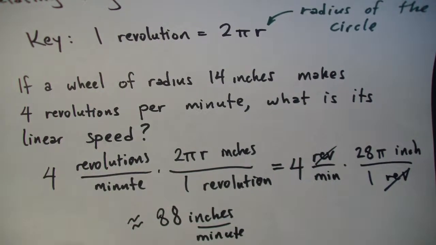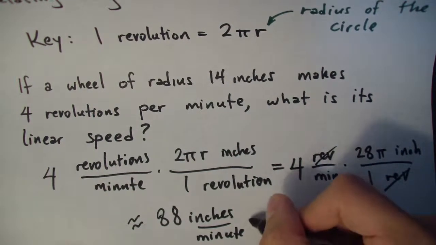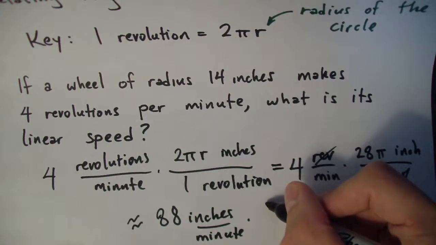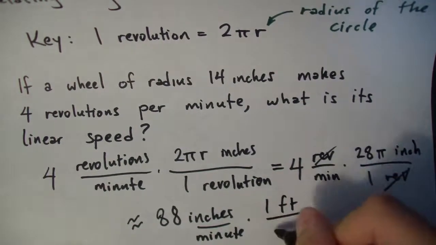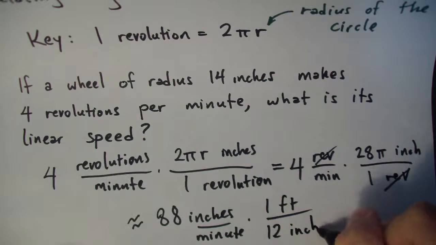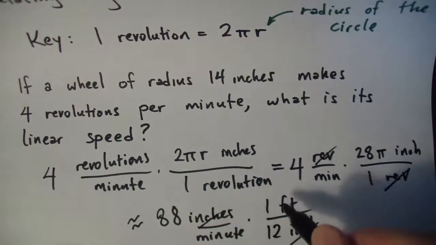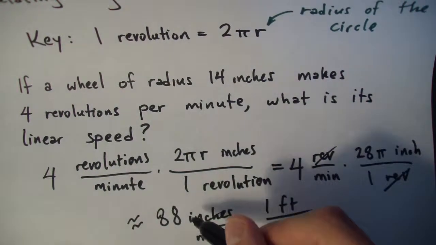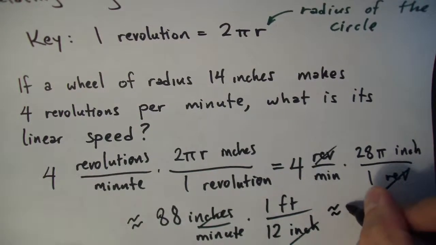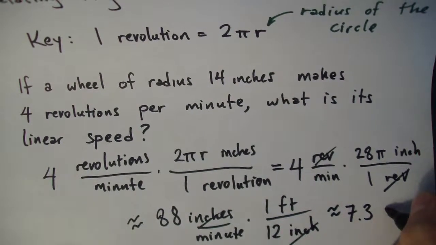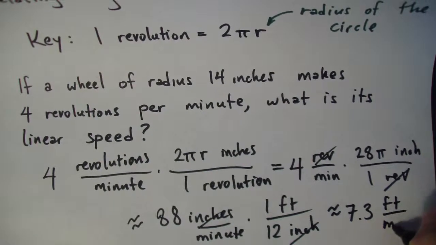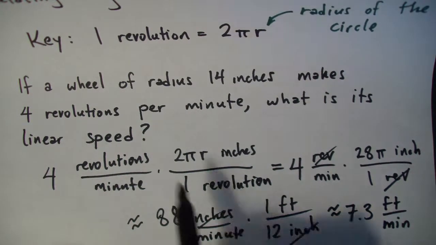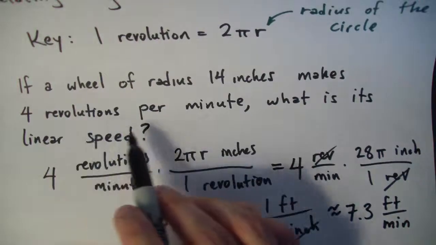And if we wanted a slightly more useful unit, because inches are kind of hard to visualize, we could convert to feet by just taking 1 foot divided by 12 inches. Now the inches will cancel and give us feet per minute. And so 88 divided by 12 comes out to be about 7.3 feet per minute. So that's the speed that the wheel would be rolling down the street if it was revolving at 4 revolutions per minute.